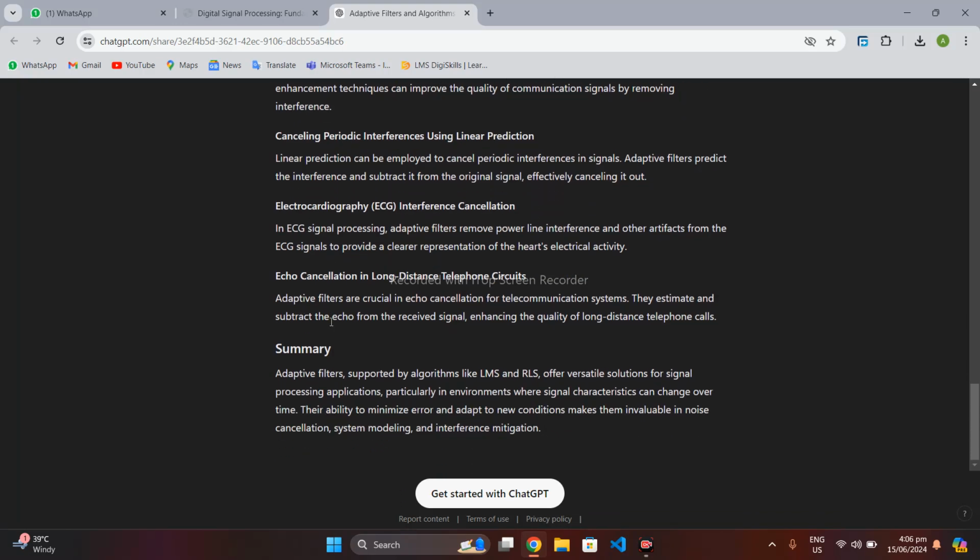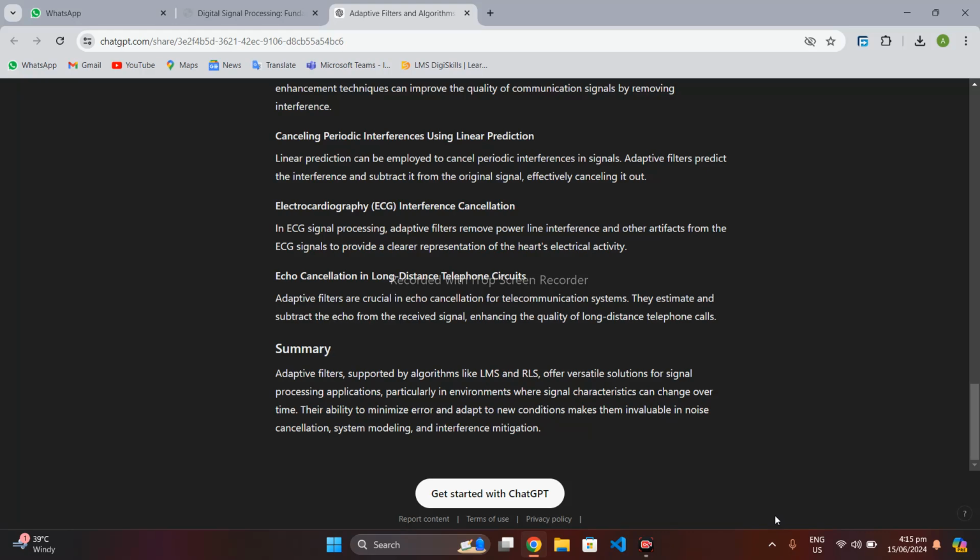So now we move toward the summary of the adaptive filters. Adaptive filters supported by algorithms like LMS and RLS offer versatile solutions for signal processing applications, particularly in environments where signal characteristics can change over time. Their ability to minimize error and adapt to new conditions makes them invaluable in noise cancellation, system modeling, and interference mitigation.